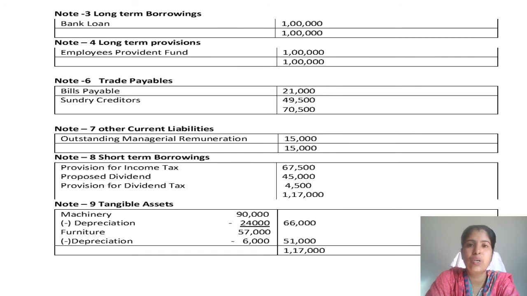Now next is note number 8, short term borrowings. Provision for income tax is 67,500. Proposed dividend 45,000.